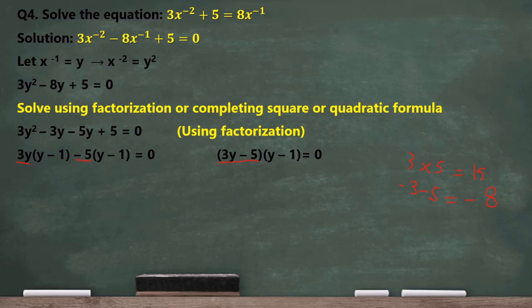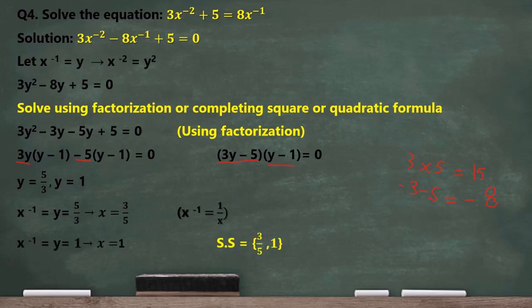Now either y equal to 5 upon 3 or y equal to 1. So we have supposed x raised to the power minus 1 equal to y, 5 upon 3, and x raised to the power minus 1 is the reciprocal of x. So our solution is x equal to 3 upon 5. Again, x raised to the power minus 1 equal to y, which is equal to 1, and the reciprocal of 1 is also 1. So our solution set is 3 upon 5 comma 1.